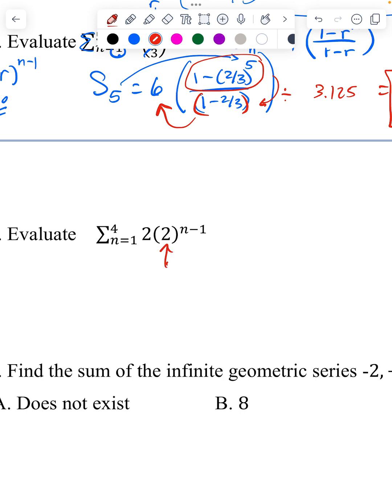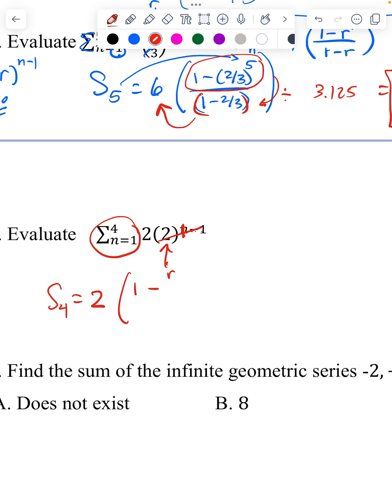Okay, here's my R, and then I need to do 4 terms this time. So I'm adding up 4 terms. I need my first term, putting in a 1 for n. 1 minus 1 is 0 again. 2 to the 0 power is 1. 1 times 2 is 2.